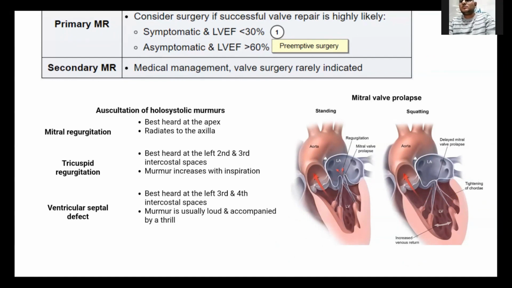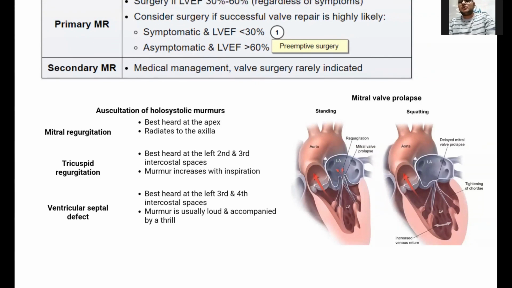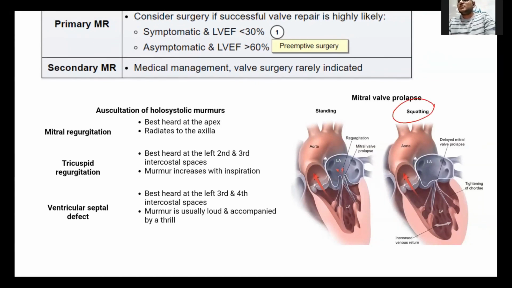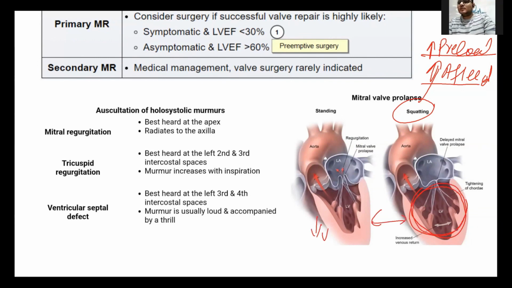Okay. Mid-systolic click. So I can also appreciate the other concept we discussed, that when there is a squatting position, what happens in squatting position? It increases preload. It increases afterload. So you can see in this picture, with increase in preload and increase in afterload, there is more left ventricular volume here as compared to this. There is less volume here in standing, and in squatting position, there is more left ventricular volume.